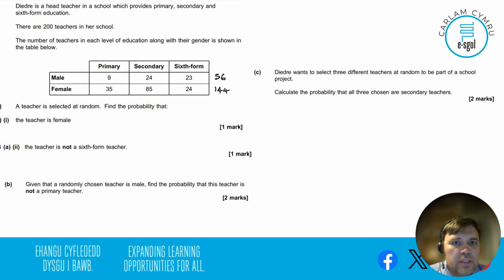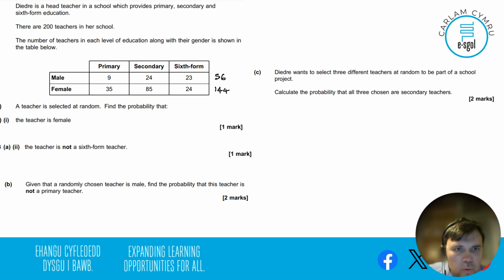There are 200 teachers in a school, which is 56 plus 144, adding up to 200. The number of teachers in each level of education along with their gender is shown in the table below. So there are 56 male teachers, and there are 144 female teachers. A teacher is selected at random. Find the probability the teacher is female.